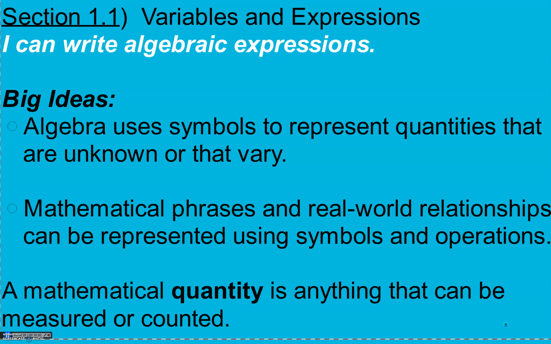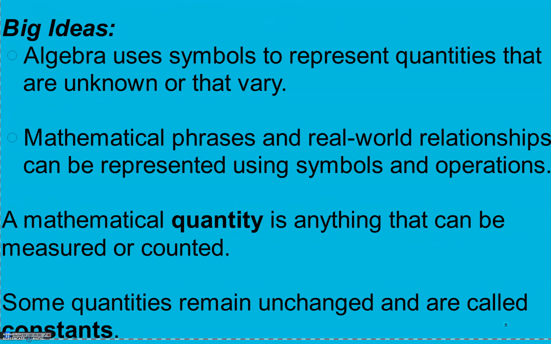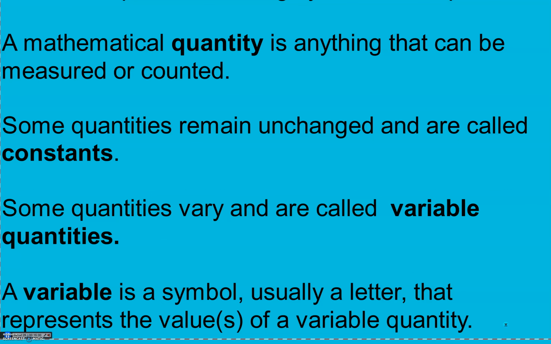A mathematical quantity is anything that can be measured or counted. Some quantities remain unchanged and are called constants. They're constantly the same value. 6, for example. If I say I have 6 apples, you know exactly what 6 means.